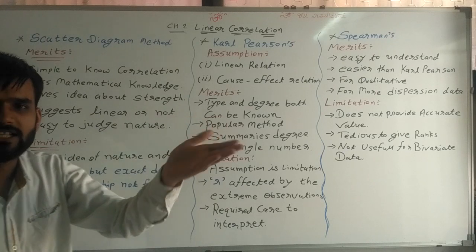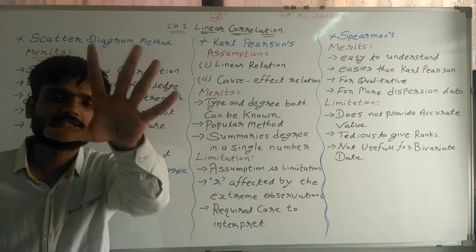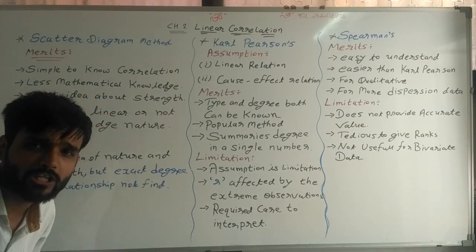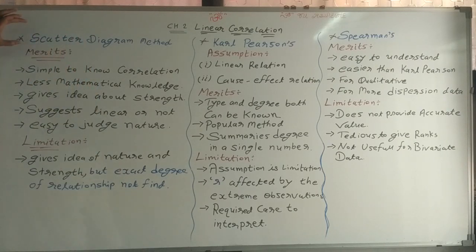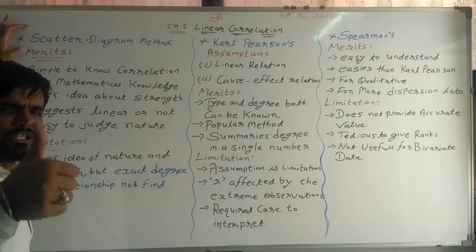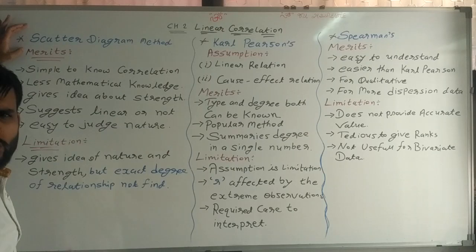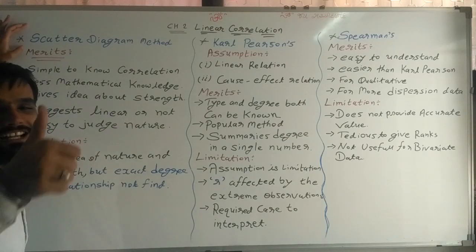Suggestion regarding linearity of the two variables. These are the 5 merits. Now we are talking about limitation. In scatter diagram, only one limitation is there. Otherwise, all the things are going good. Only one limitation is there.